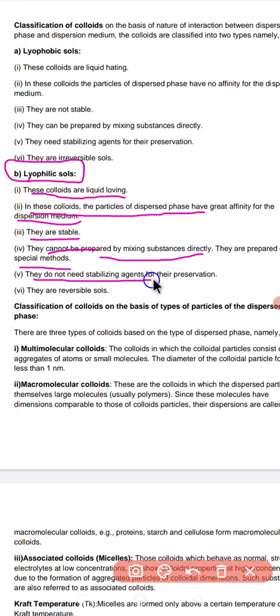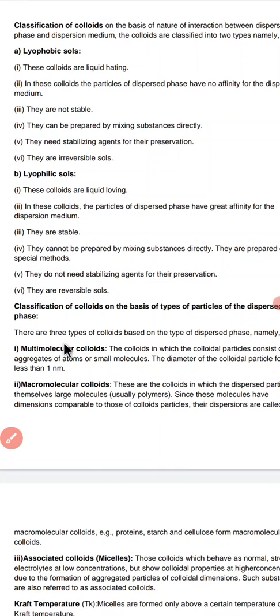Next, they do not need stabilizing agents. In the case of lyophobic sols, we need certain stabilizing agents, but in this case we don't need stabilizing agents. Another important property is that lyophilic colloids are called reversible sols. Lyophobic colloids are called irreversible sols. These are the two characteristics of sols.